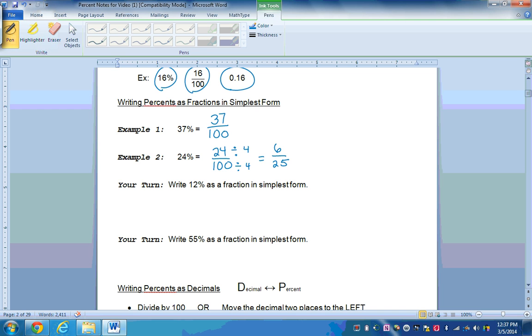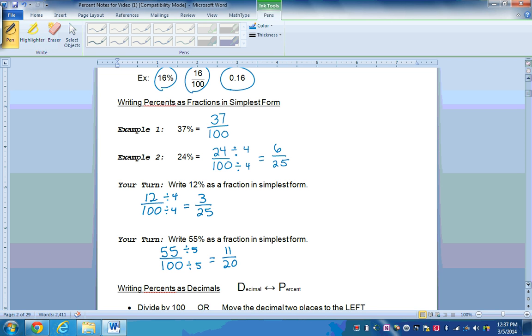All right, let's see how you did. 12% is 12 out of 100. Can we divide it? Yes, we can by 4. That ends up being 3 out of 25, 3/25 for that answer. For the next one, 55% is 55 out of 100. I can divide those both by 5, and I end up with 11/20.